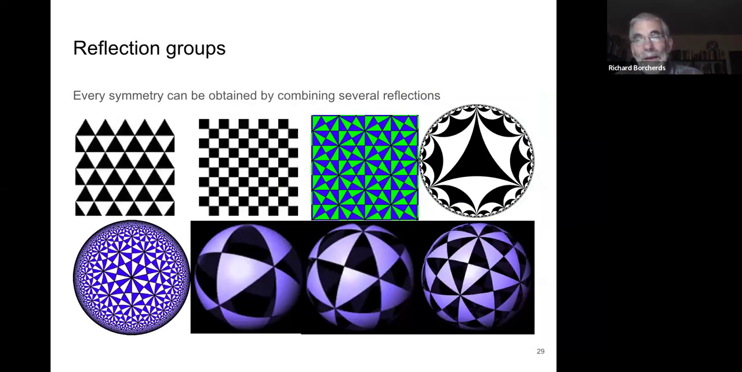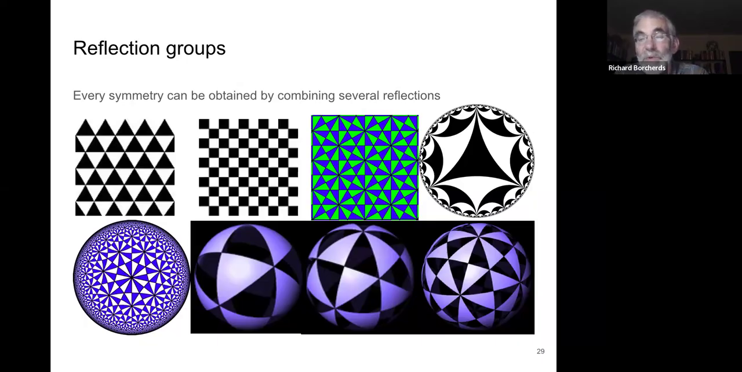One way you can get simple groups is by looking at reflection groups. These are groups generated by reflections. So here, the first 3 are planar reflection groups. You can see that these 3 patterns with triangles, squares, and funny non-equilateral triangles have a lot of lines where you can reflect the group, and all these reflections generate a big group of symmetries.